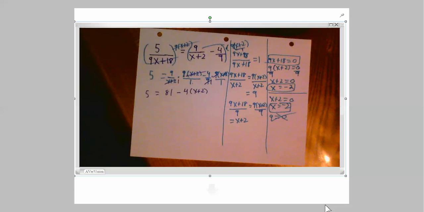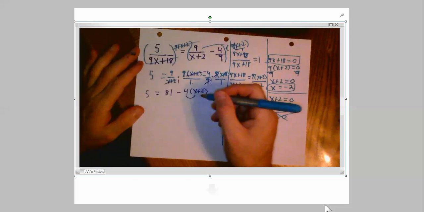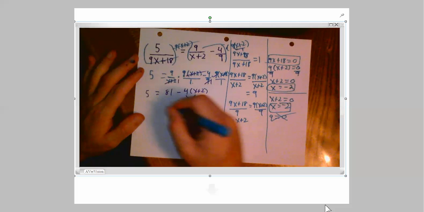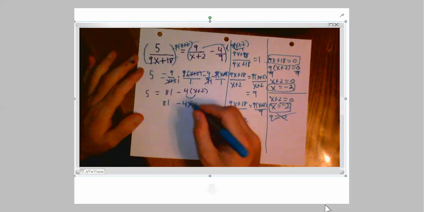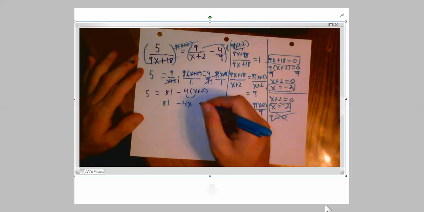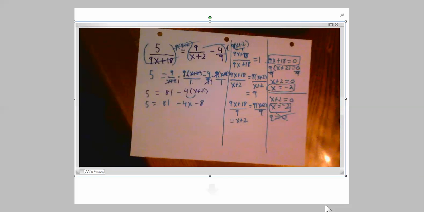Now, I can just use the distributive property. And I can distribute the negative 4 to the x, and I get minus 4x. And I'll write the 81 over here. So it's 81 minus 4x, and negative 4 times 2 is minus 8. And we have this. Sounds good? Okay, we're almost done.